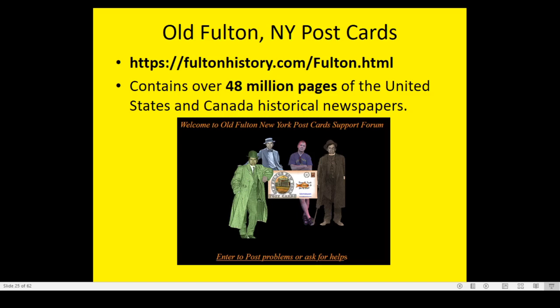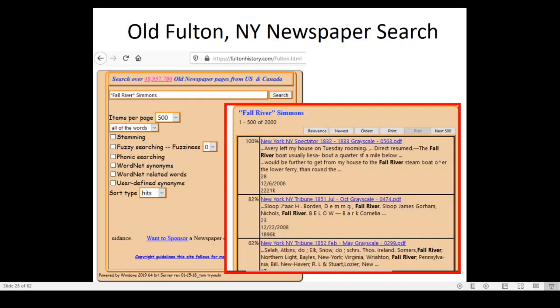This one is an odd one. It's called the Old Fulton New York Postcards. I stumbled on this one, and the reason it caught my attention was because it contains over 48 million pages of United States and Canadian historical newspapers. That's a lot of newspapers. So you never know where you're going to find this stuff.